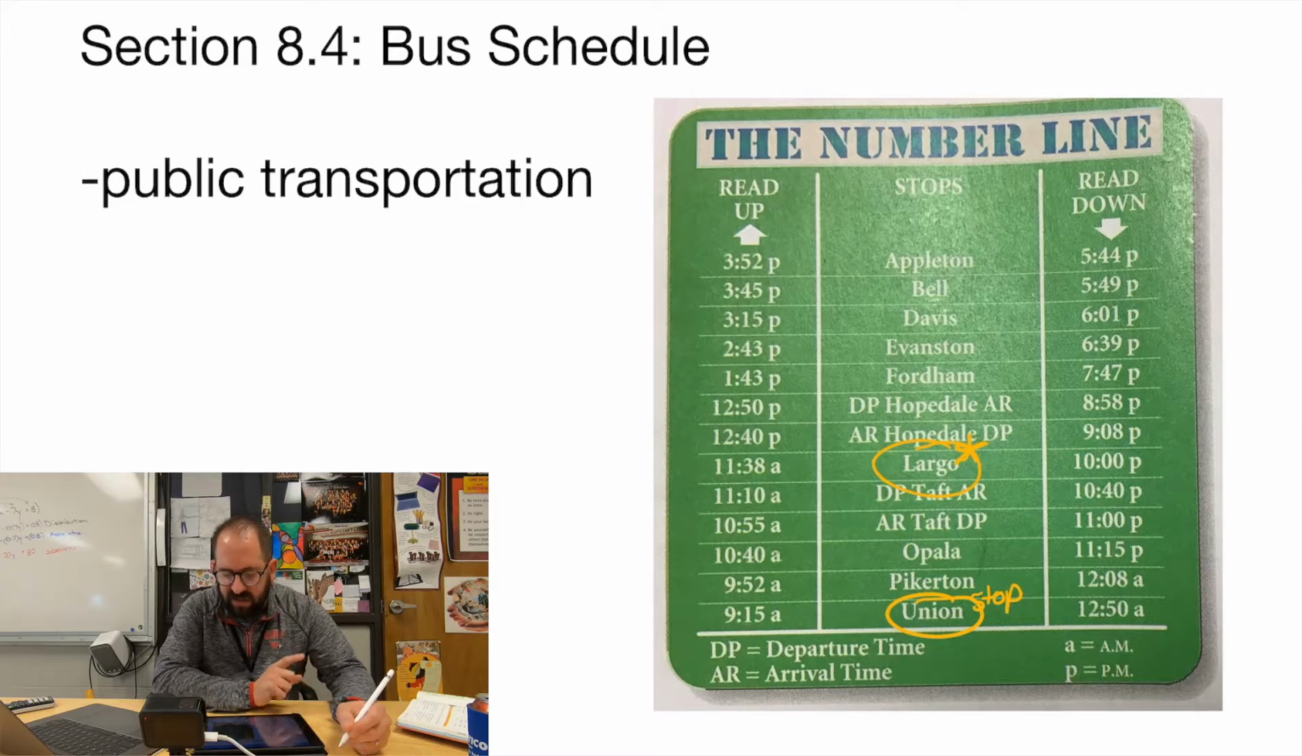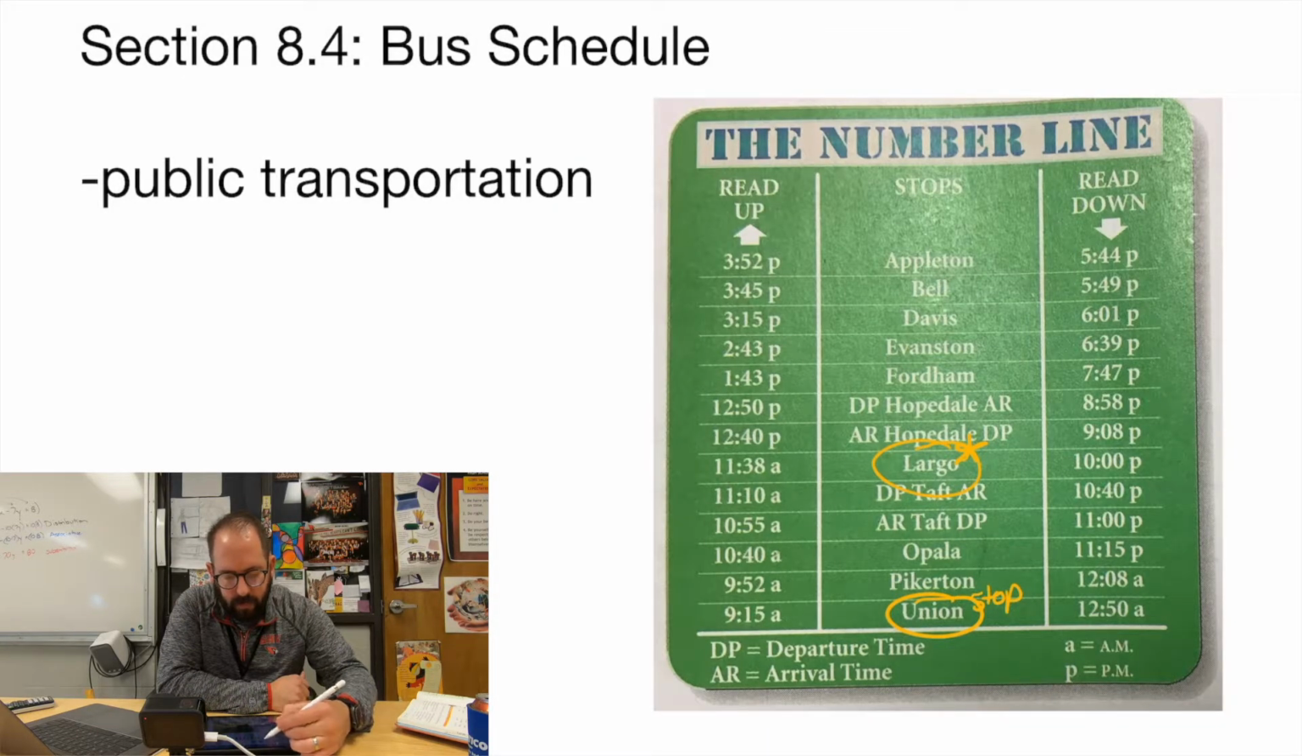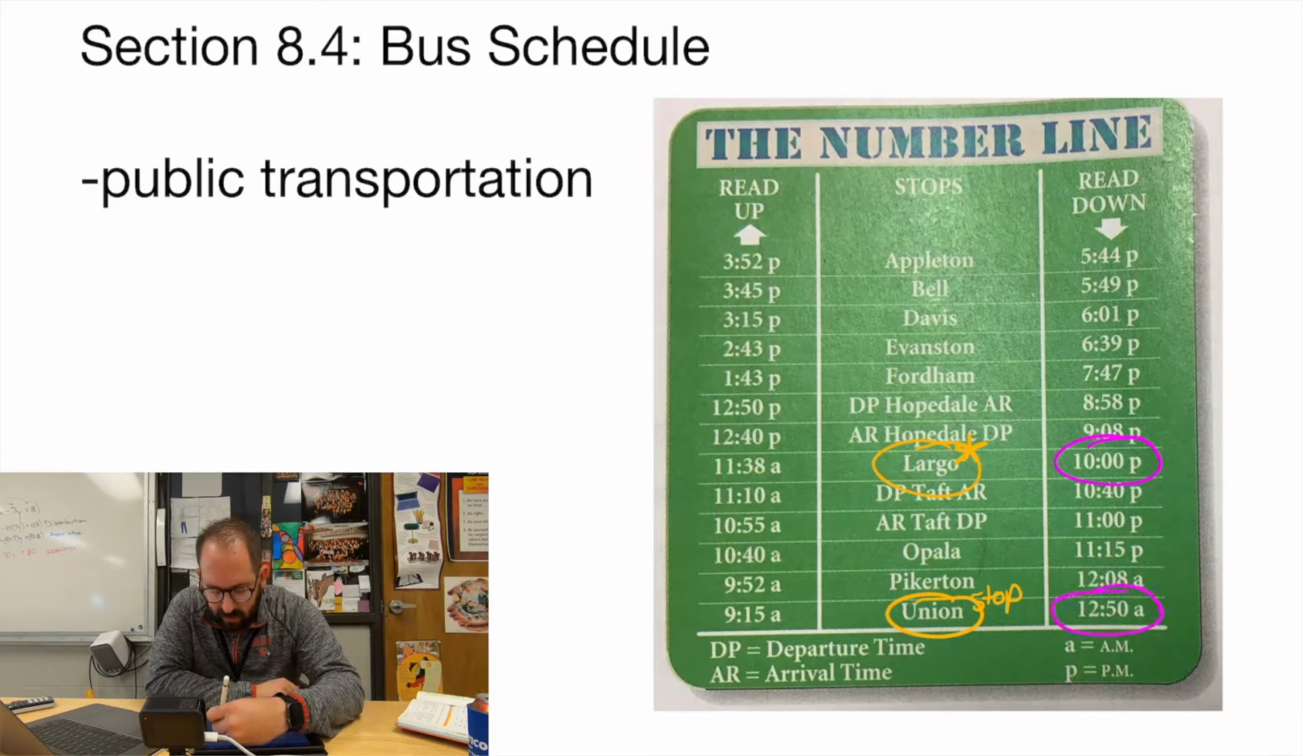So, what side of my chart am I actually using? Am I using the left side or the right side of the chart? If I'm starting at Largo and going to Union, what side of the chart would I be using on this one? Yeah, I'm using the right side. I have to use these numbers right here.